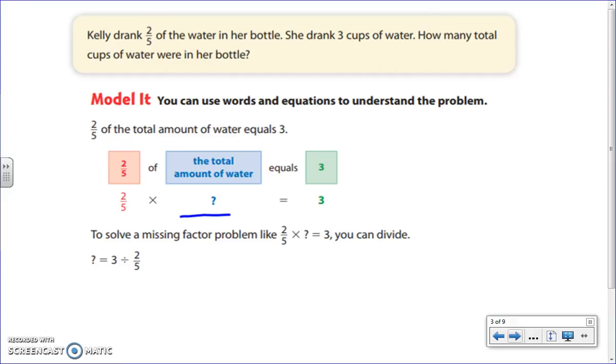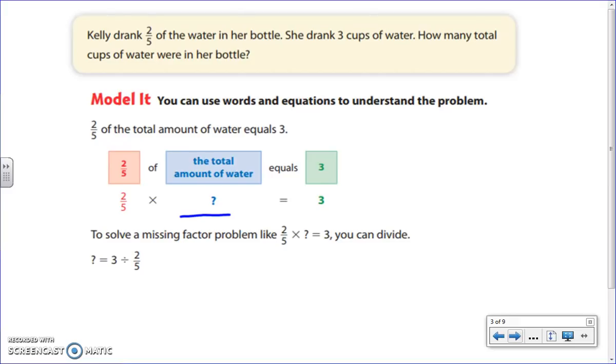So we know that 2/5 of the total amount of water equals 3 cups. In order to do this, we actually need to figure out how many 2/5 go into 3. We need to figure out a number times 2/5 that equals 3. Because multiplication and division are inverse operations, I know that if I divide 3 by 2/5, I can figure out what times 2/5 actually equals 3. That's their relationship.